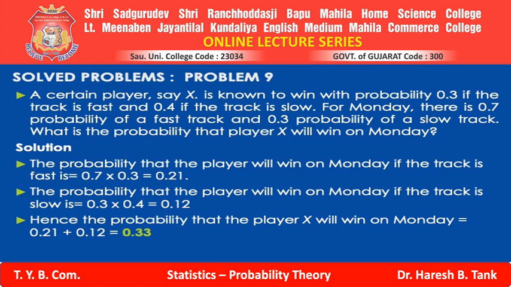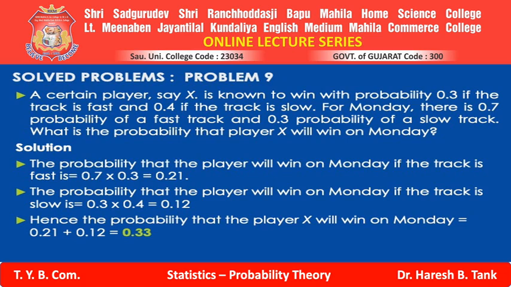Just separate the events. The probability that player X will win on Monday if the track is fast: the possibilities are 0.7 multiplied by 0.3, which comes to 0.21. The probability that player X will win on Monday if the track is slow: two probabilities are being multiplied, 0.3 multiplied by 0.4, which comes to 0.12.